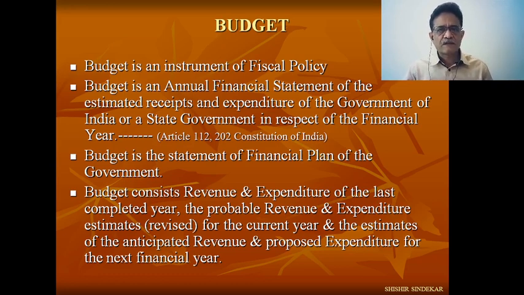Now coming to the specific definition of budget. Budget is an annual financial statement, a statement for 1 year, an annual financial statement of estimated receipts and estimated expenditures of the central government, state government and local government. According to Article 112 of the Constitution, this budget is designed for the central government, and according to Article 202, how the state government can earn the revenue and how they can spend the revenue is defined in the Constitution of India.